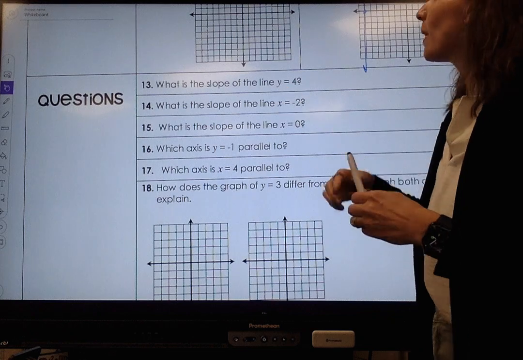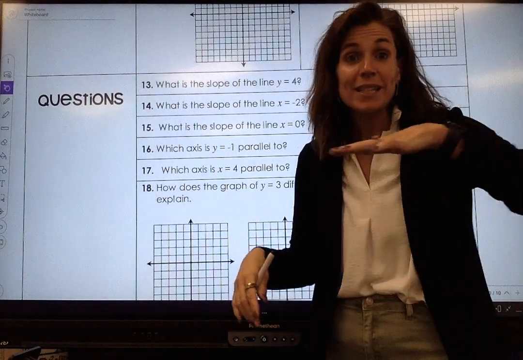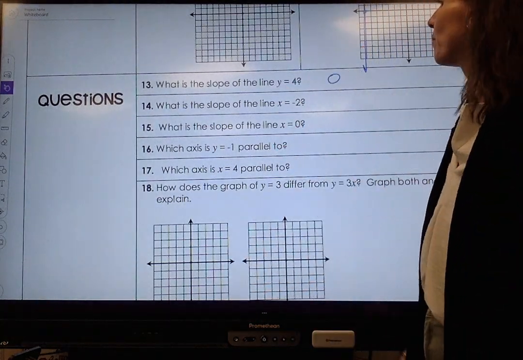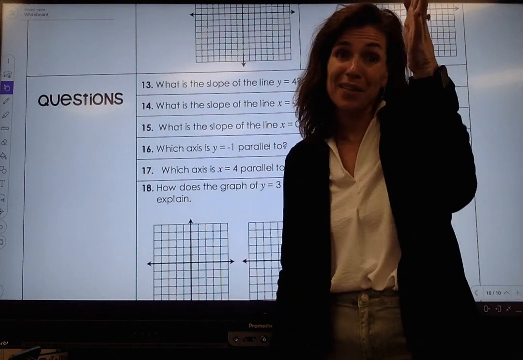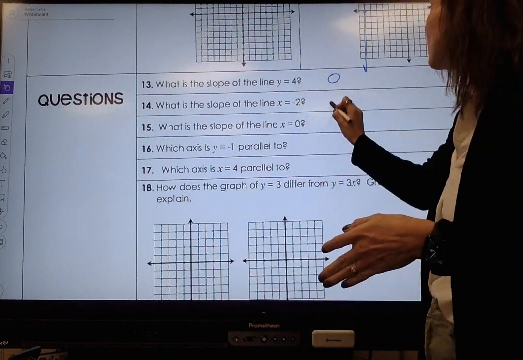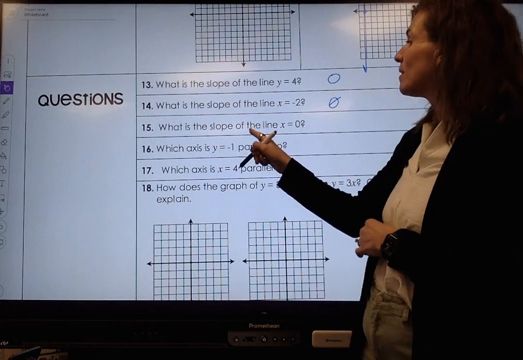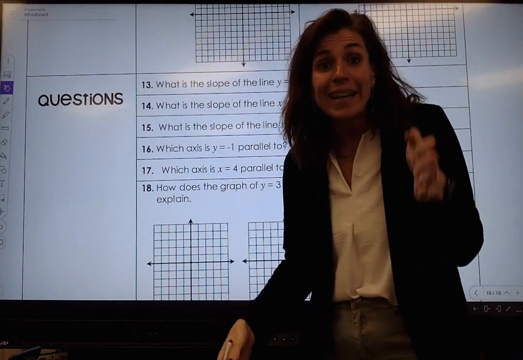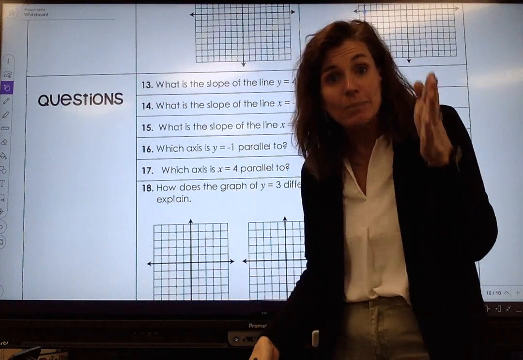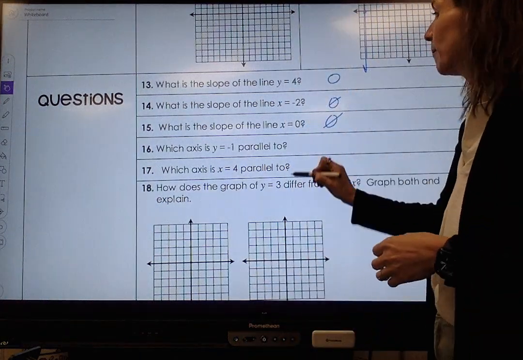What is the slope of the line y equals 4? Y equals 4 means he's alive. My slope is 0. What is the slope of the line x equals -2? X equals -2 means it's bad. He's dead. He's undefined. What is the slope of the line x equals 0? If it's x equals 0, he is still dead. That is still bad. Your slope is undefined.